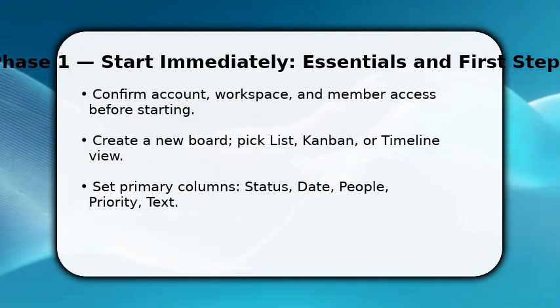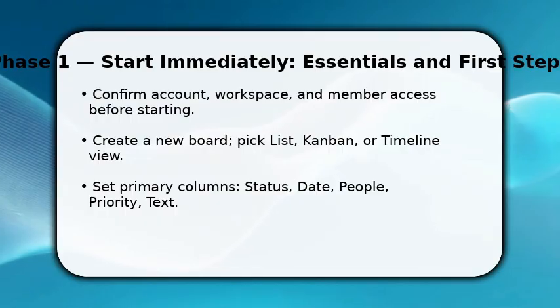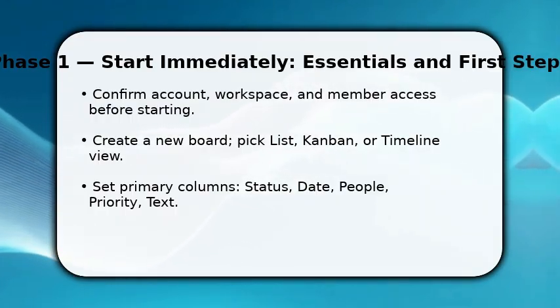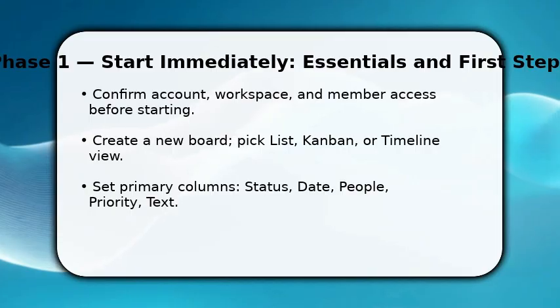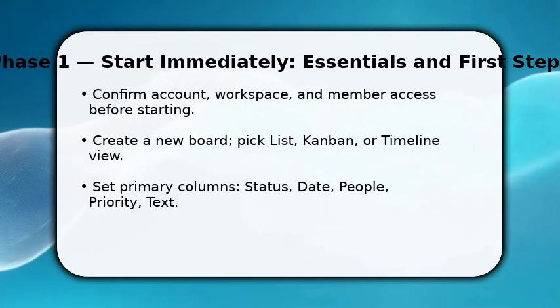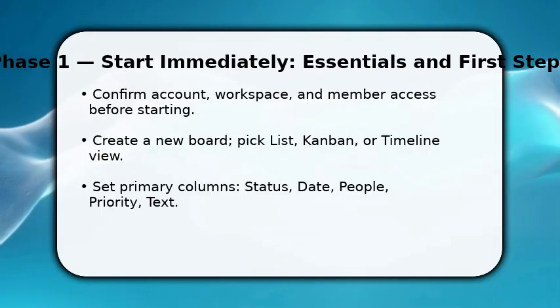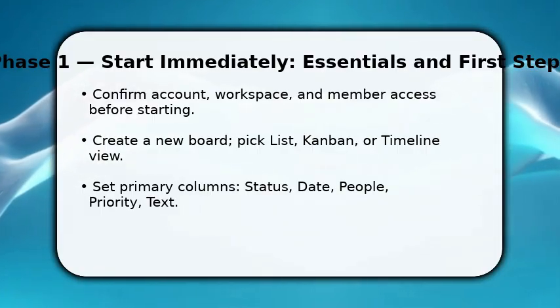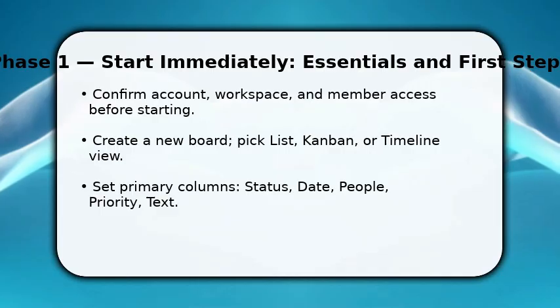You start by confirming access and workspace settings so nothing blocks collaboration. Once done, create a new board and choose the view that matches your workflow: list for tasks, timeline for schedules. Next, add core columns: status to track progress, date for deadlines, people to assign owners, and priority to surface urgent items. Make sure to name the board clearly and invite teammates now so permissions are ready when tasks are added.